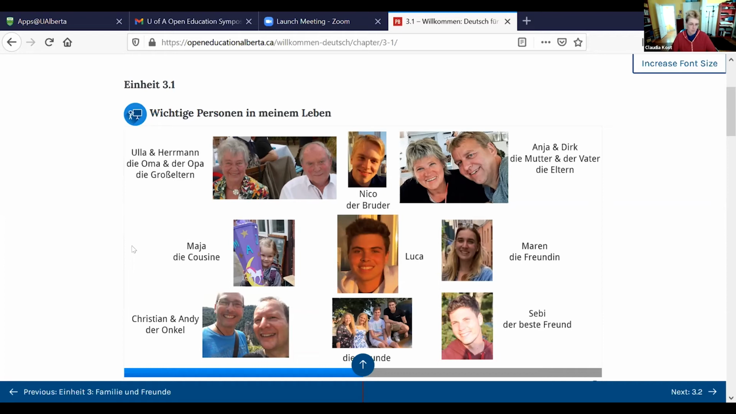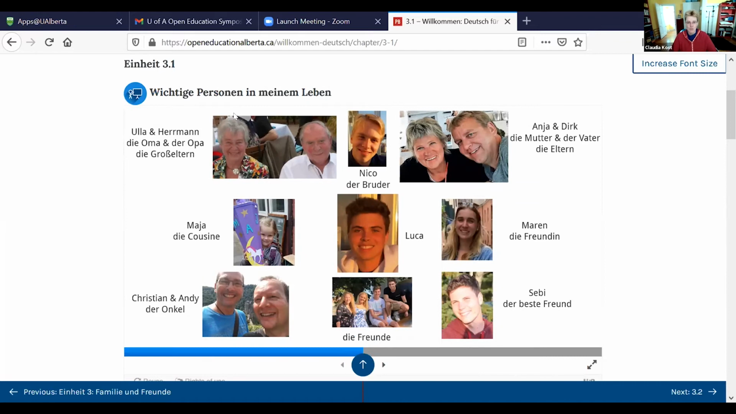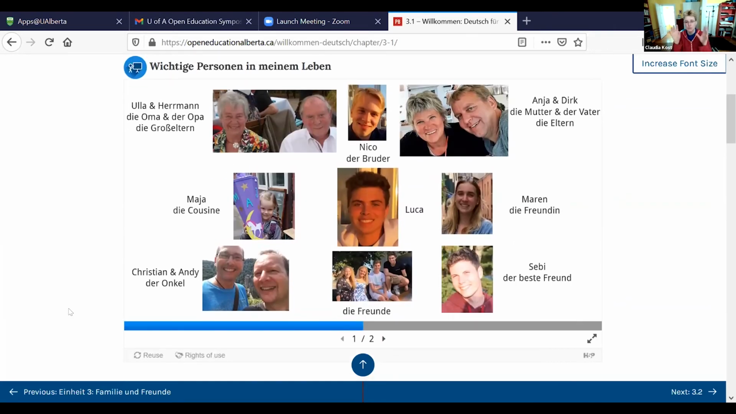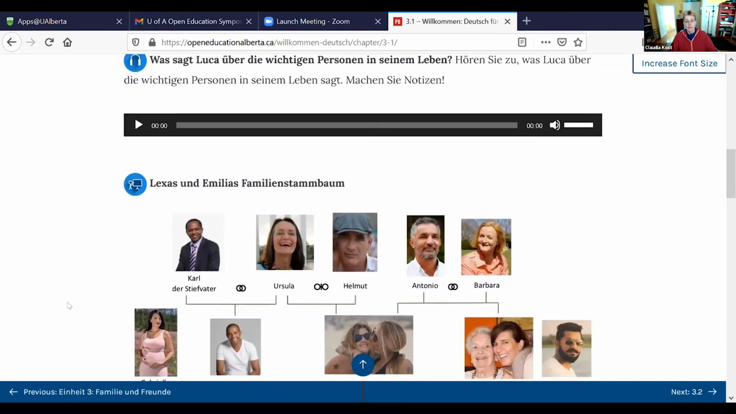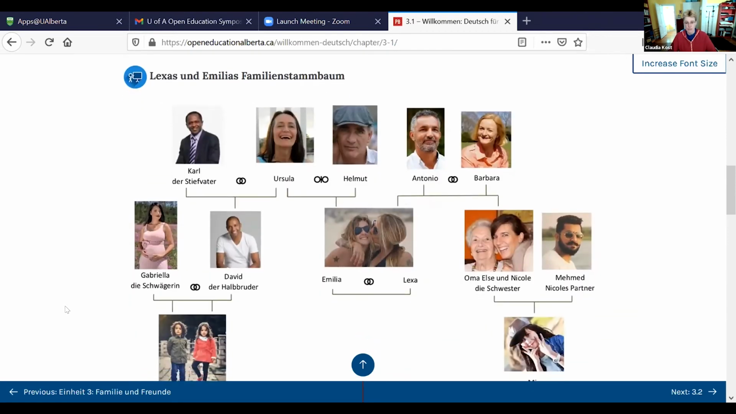My friends in Germany always send me pictures, and they're part of this. So we created "wichtige Personen in meinem Leben," important people in my life, all centered around Luca, who's kind of like the star of our textbook. And since we also need to teach family relationships, we also have the traditional family tree, but ours is not traditional because we have Emilia and Lexa as the main people of this family. So then we would teach with these things.